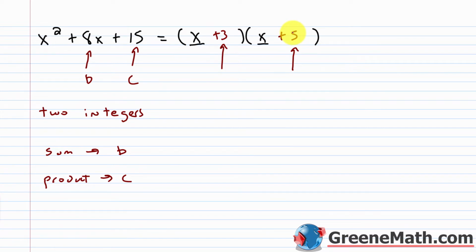We know through FOIL, x times x is x squared. X times 5 is plus 5x. 3 times x is plus 3x. Combine like terms there, you get plus 8x. And then we have plus 3 times plus 5. That would be positive 15. And so you get this trinomial x squared plus 8x plus 15 back.